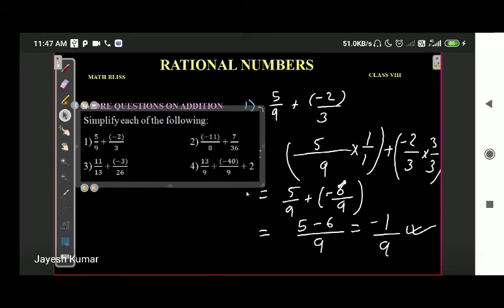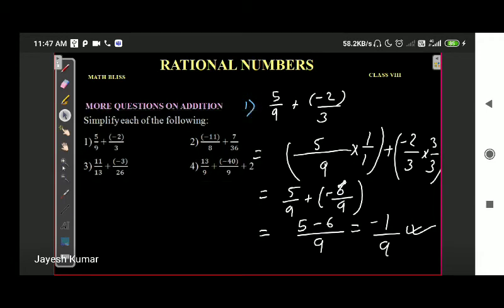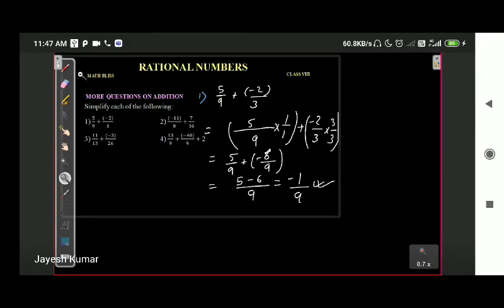Let's take the second one. Let me change the color of the pen so that you don't get confused. The second part is minus 11 upon 8 plus 7 upon 36. Once again, I have taken examples such that the denominators are not the same. So we have to find the LCM of 8 and 36. Let's do that here.